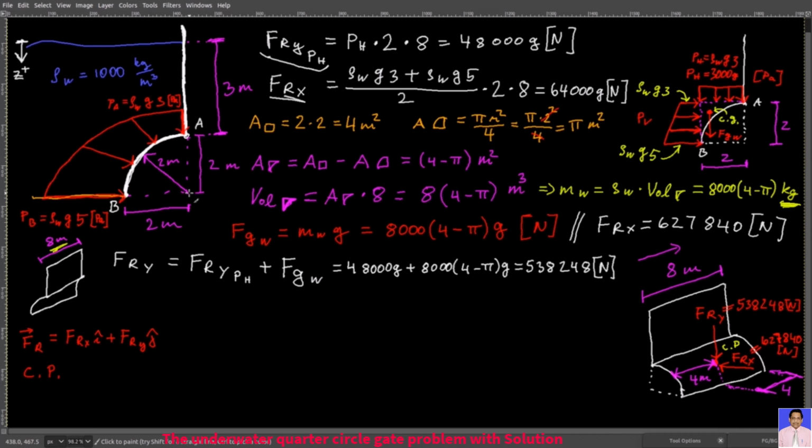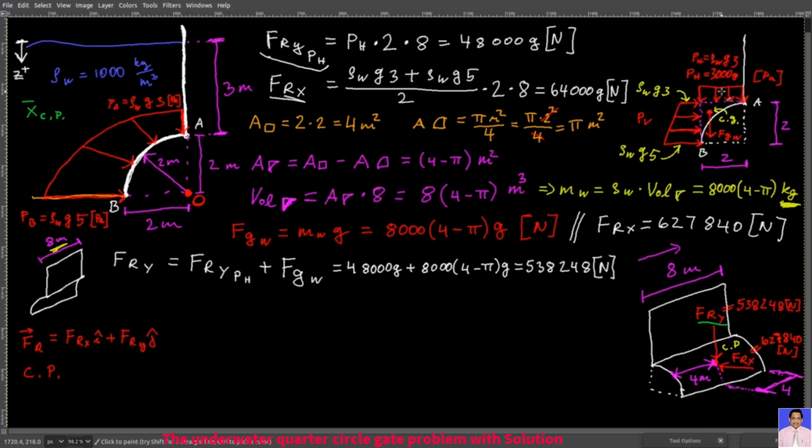So let's try to find that center of pressure measured from this point, the origin, point O. Let's first focus on X bar CP, so in the horizontal direction. That's the point which this force Fr_y goes through. Let's first look at this pressure distribution pH.